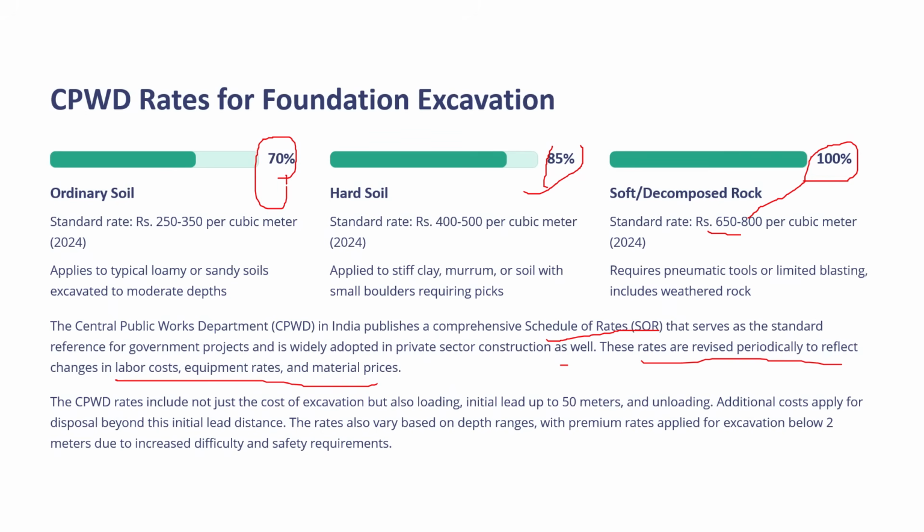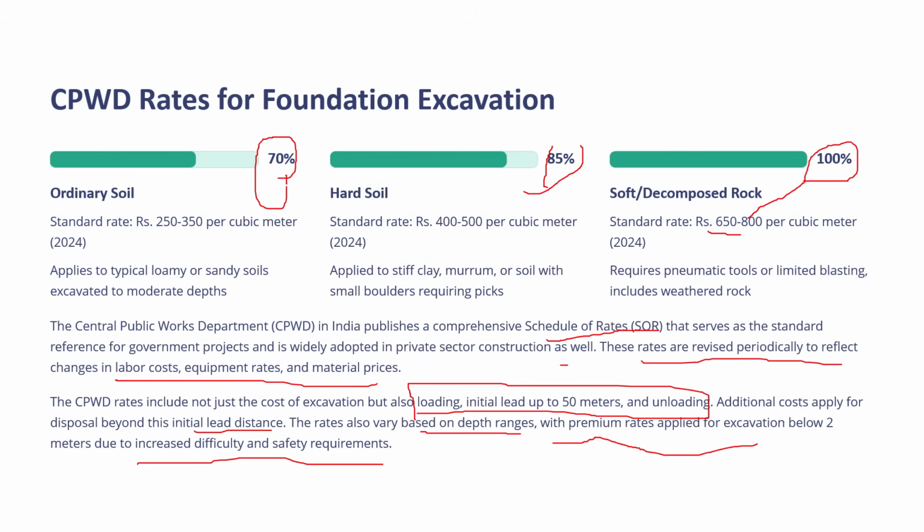The CPWD rates include not just the cost of excavation, they also include loading and initial lead up to 50 meters and unloading. These three things are already added in this rate. If the distance is more than 50 meters, an additional cost may be applied for disposal beyond this initial lead of 50 meters. The rates also vary based upon the depth ranges, with premium rates applied to excavation below 2 meters due to increased difficulty and safety requirements.